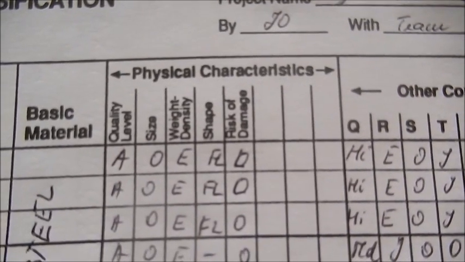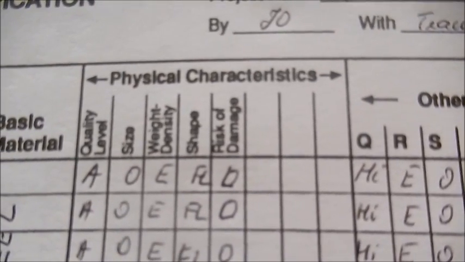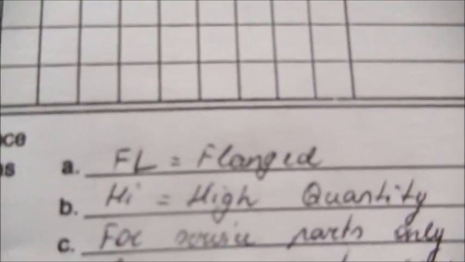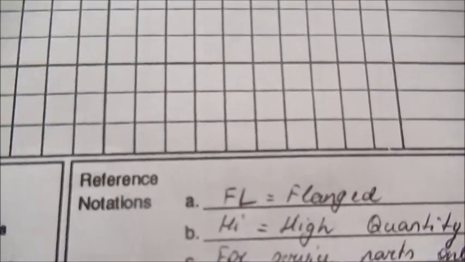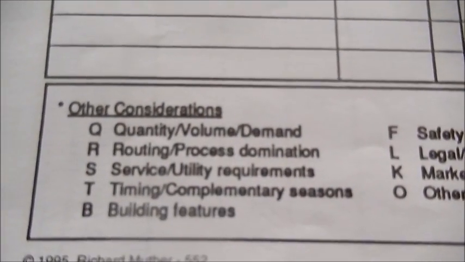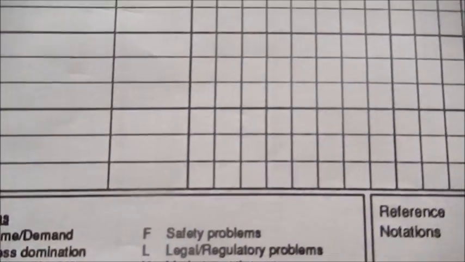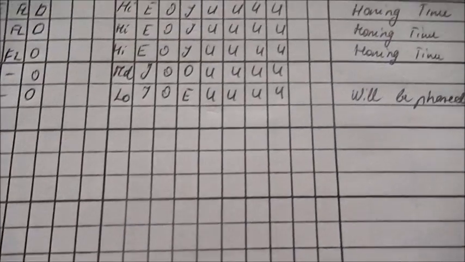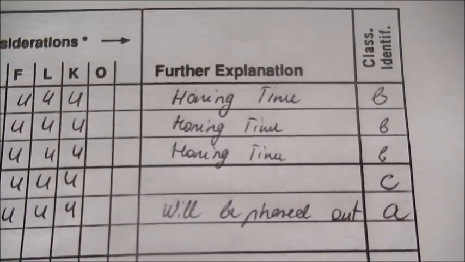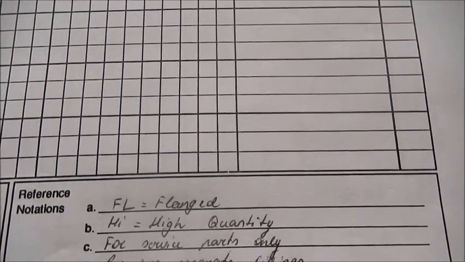The weight density is especially significant. The shape, for example, has an FL, which means flanged. We can see this here in the reference notations. The next column is for other considerations, which are described at the bottom of the document. This we can see here. For example, Q for quantity, volume, demand, or R for routing, process domination. Further, there's also place for further explanations and more information or notes. Frequently, the classification is primarily based on the process operations.